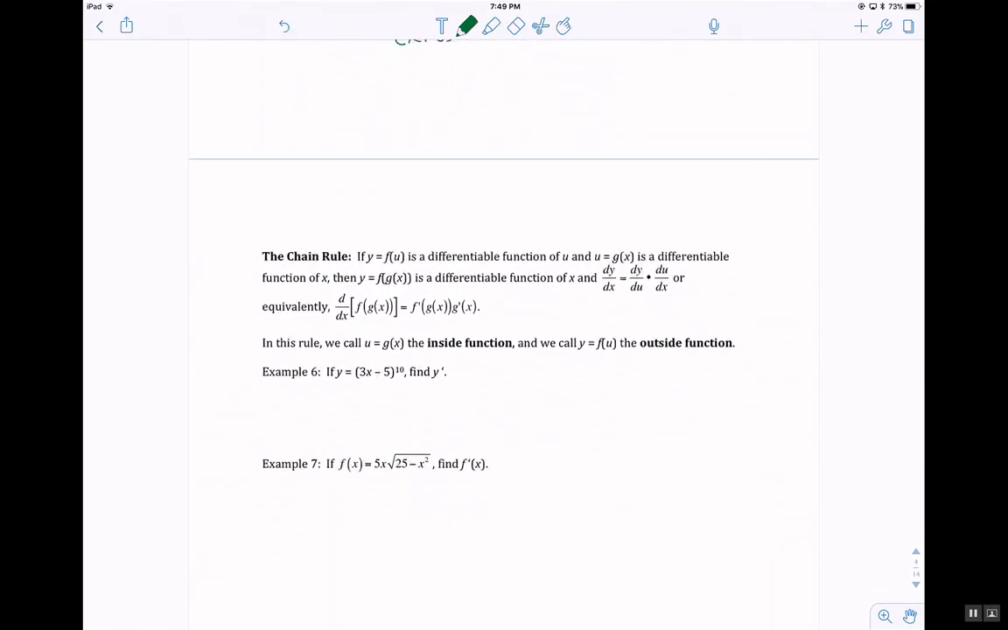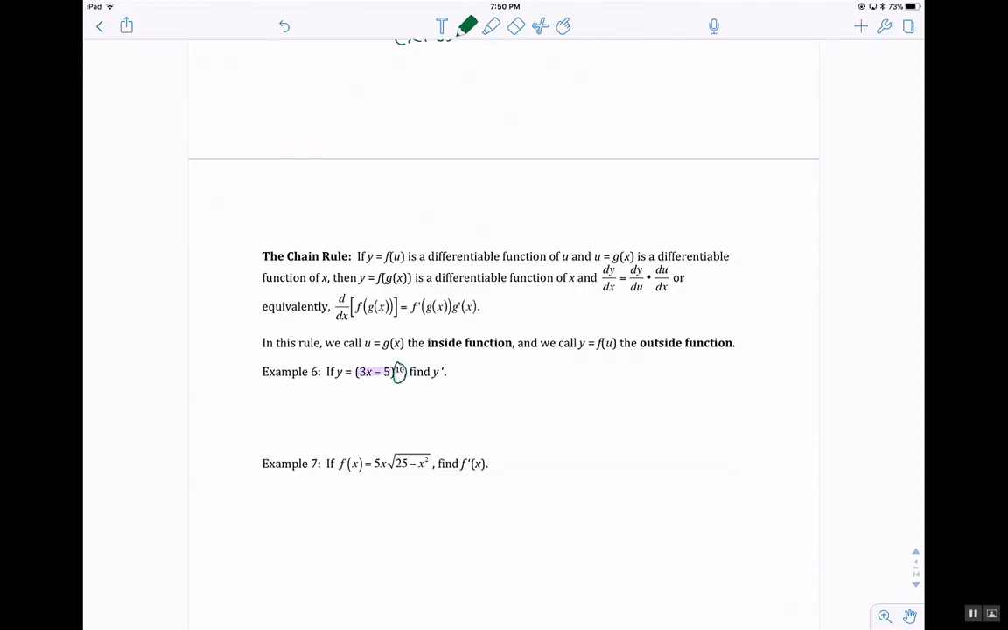Chain rule is used when I have something like f of g of x and I'm taking the derivative of f of g of x. So you have to identify an inside and an outside function. When I look at this first example, my inside function is 3x minus 5. My outside function is the 10th power.